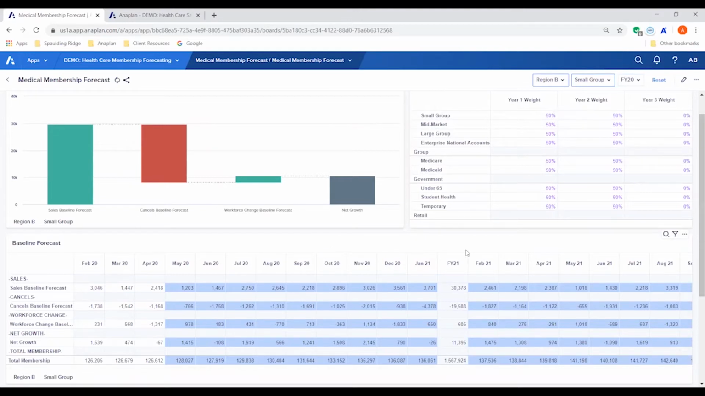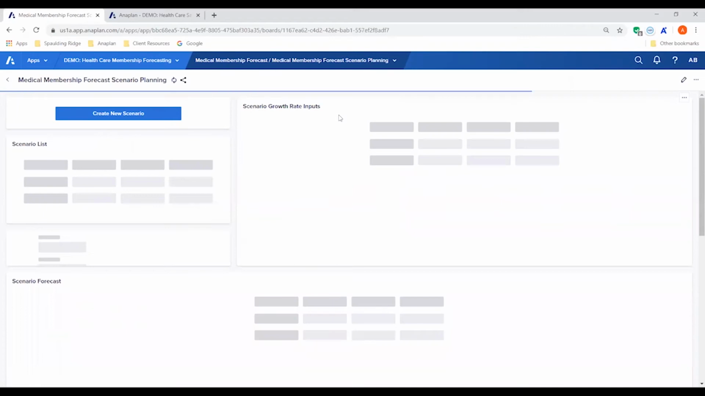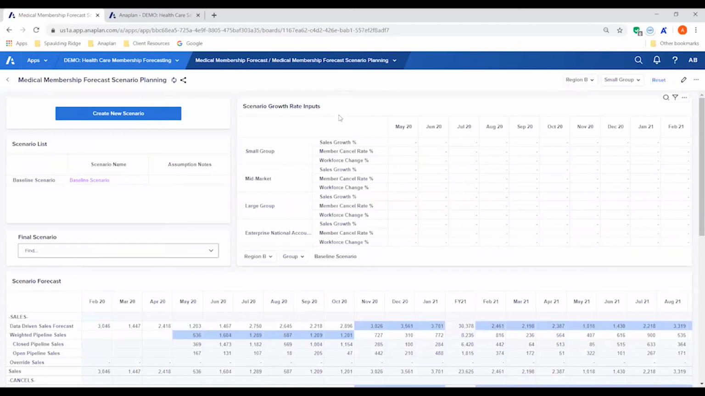So after looking at and reviewing a baseline forecast, a planner can go into a scenario planning page to begin making adjustments to the monthly forecast. So this page is also divided by the same level of detail as you saw previously, by region and by segment. And on this page, we can begin to start creating new scenarios to test how different changes in growth rates can affect the membership over time.